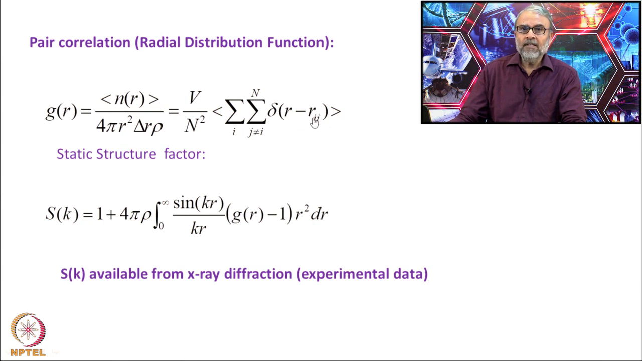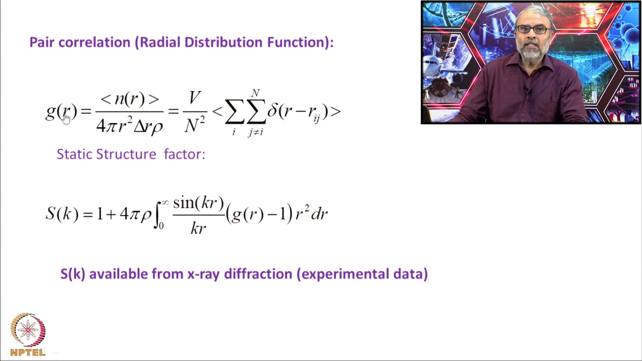rij is the distance, and this delta of rij is equal to 1 if r is equal to rij, and it is equal to 0 if r is not equal to rij. So, you count all the pair distances through this delta function, the Kronecker delta function, then multiply by V, divide by N squared. When you execute this formula, you will also get the pair distribution function.